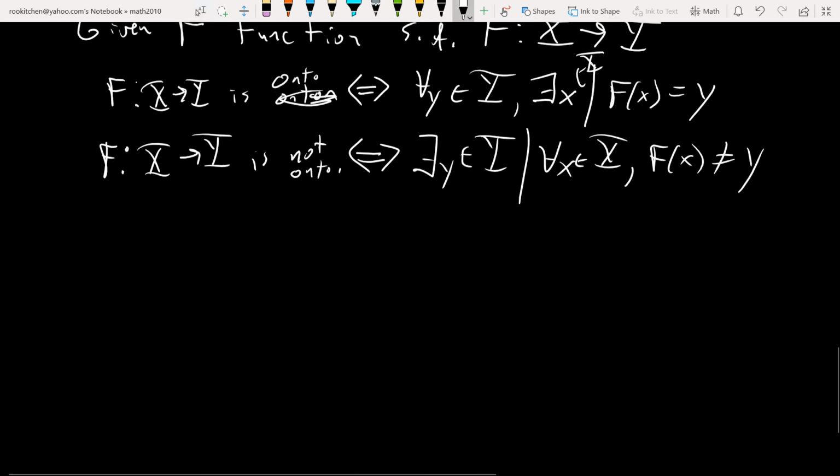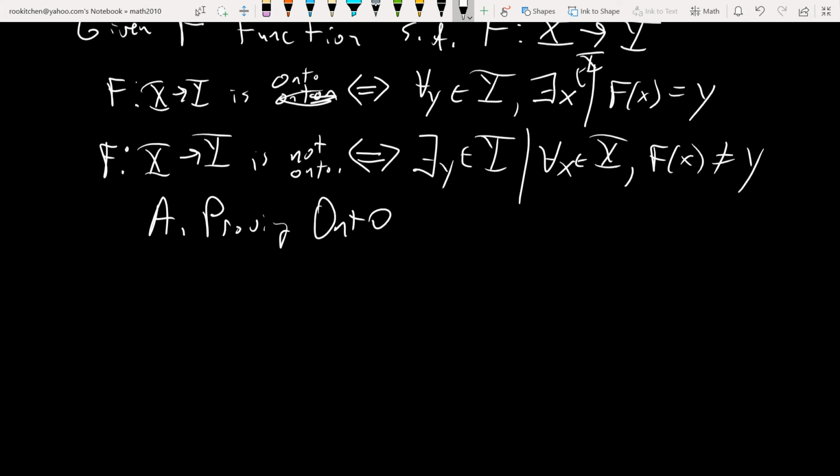Right, so proving onto is a little more complicated than not onto. For not onto, all you have to do is find that counterexample again. But anyways, let's try working with this. So proving onto is a little more complicated than proving one-to-oneness, right? Proving one-to-oneness, you kind of just use the definition and then algebra and then you're done.